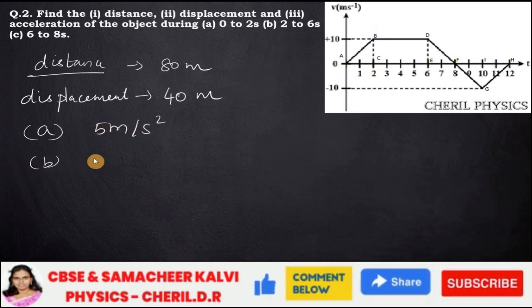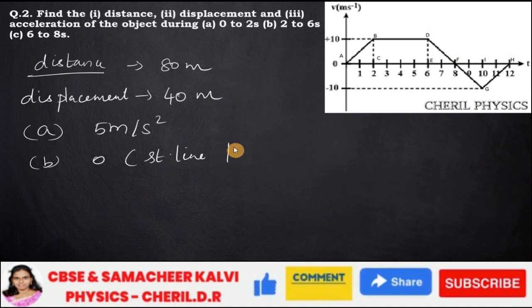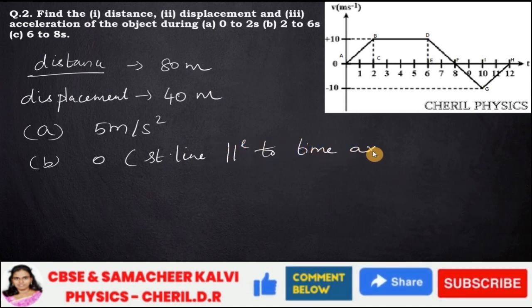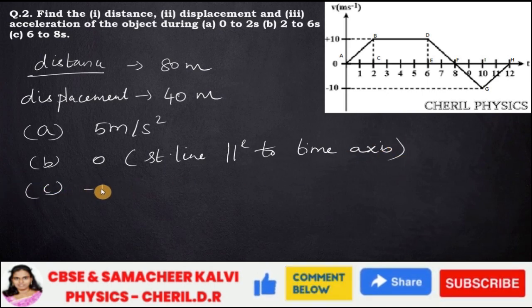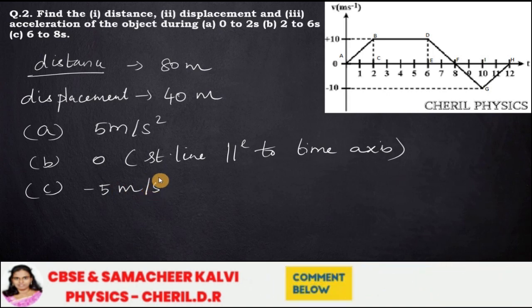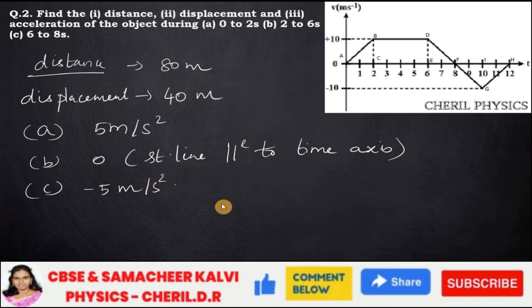For B it is 0 because the graph is a straight line parallel to the time axis. And then for the C part we got a negative slope, minus 5 meter per second square. Is it clear, children? Yes.